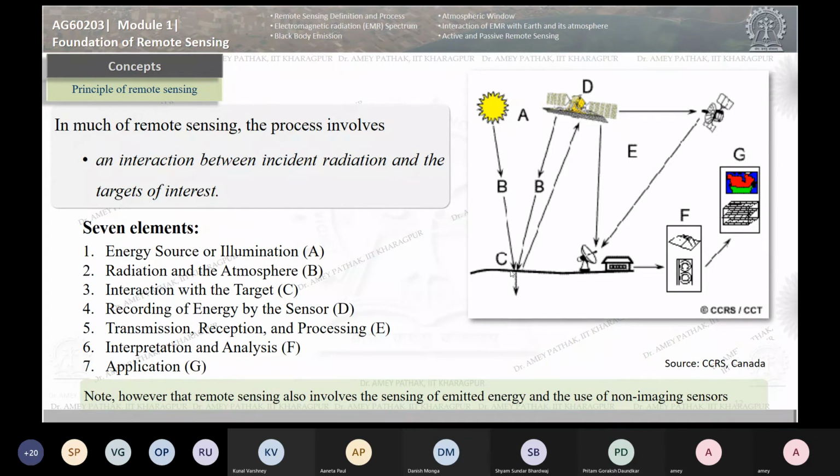C, the interaction with the target. D, recording of energy by the sensor. E is transmission, reception, and processing: transmission of this energy or the signal to the station, and processing. F is interpretation and analysis, and G is application, the main application of that information that is being perceived. So these are the seven elements of the remote sensing process.